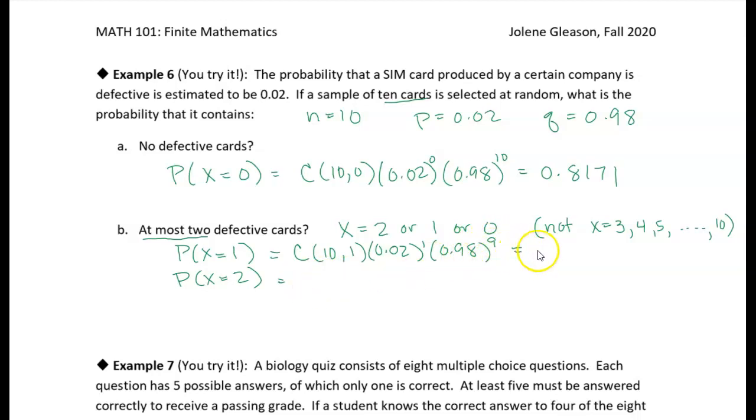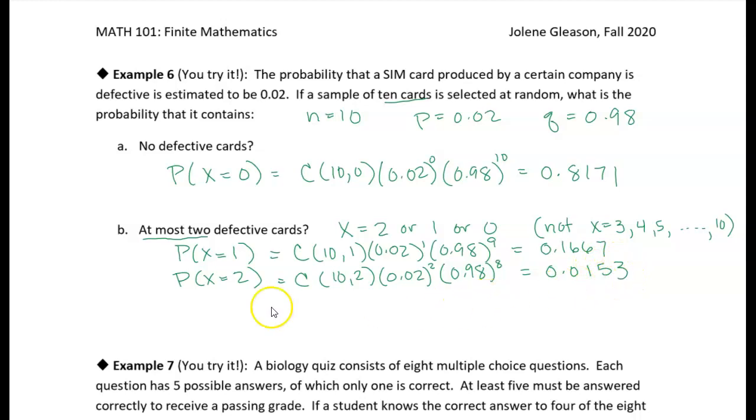And that gives me what? 0.1667. All right, I can calculate the probability of exactly 2 defective cards, 0.02 squared. So my x is equal to 2. And then p is 0.02, q is 0.98. So there's the numbers plugged into the formula, and I get 0.0153.